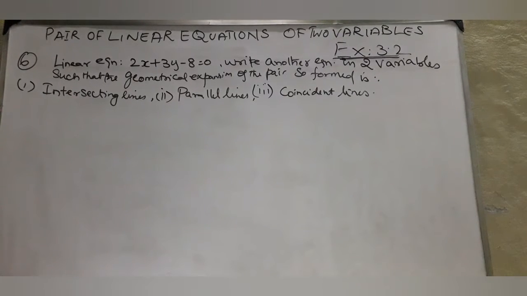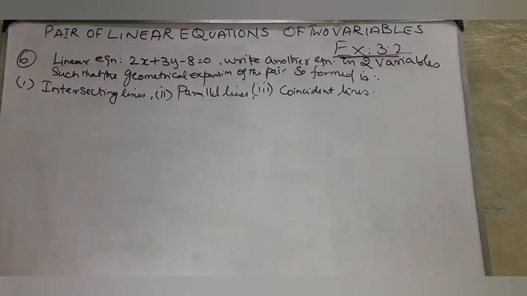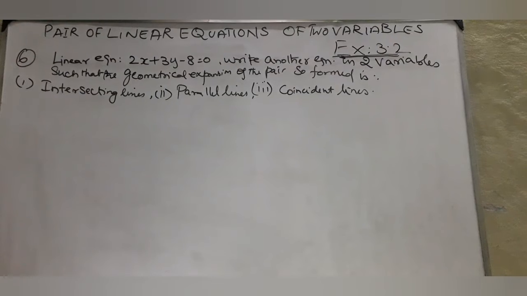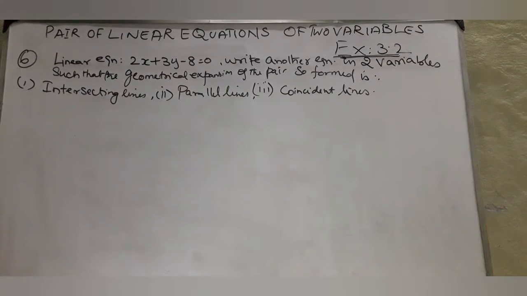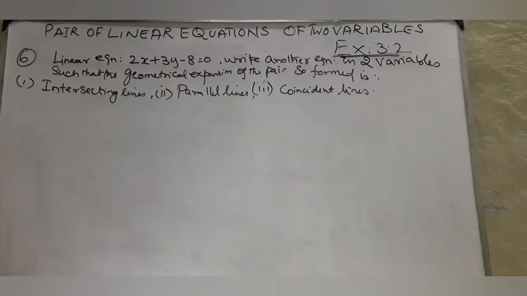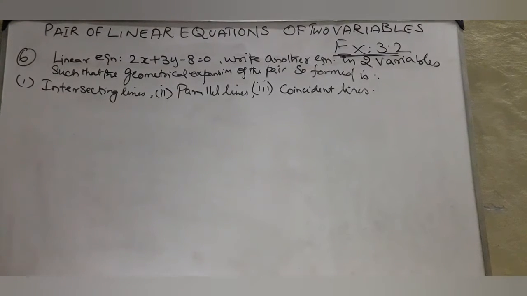We'll see the sixth sum in exercise 3.2. It is given that the linear equation is 2x plus 3y minus 8 is equal to 0. We have to write another equation in two variables for the condition that the given line and the line we are going to find should be an intersecting line, the second condition for parallel lines, and the third condition coincident lines. First, it's an intersecting line.